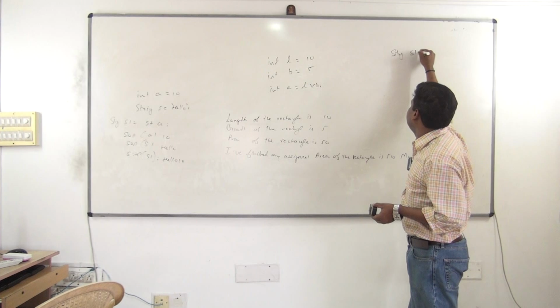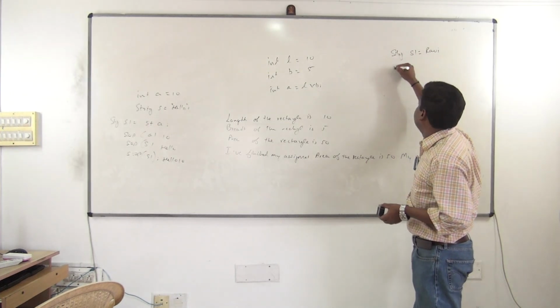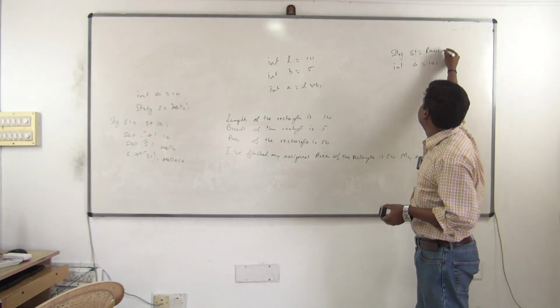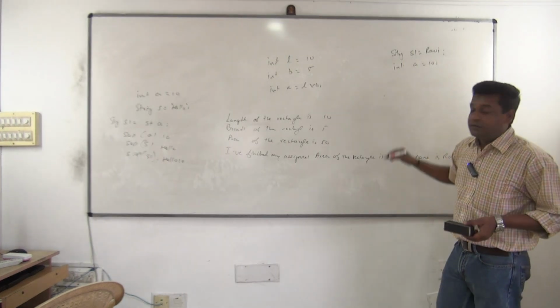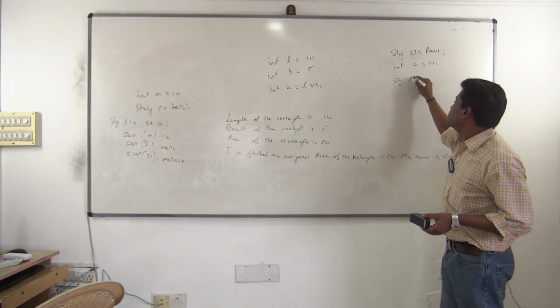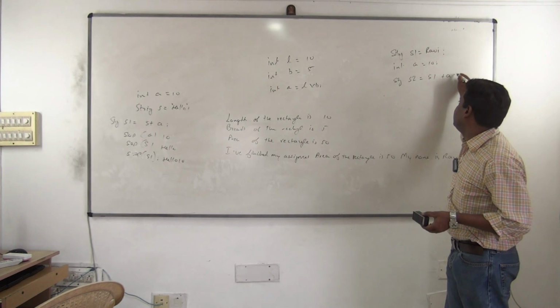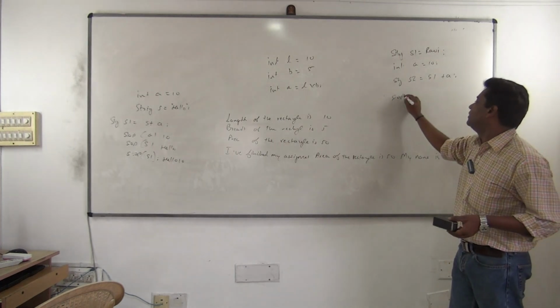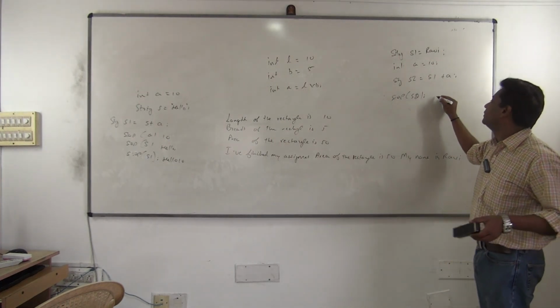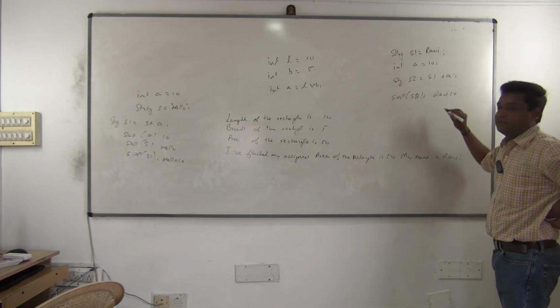His question is: string S1 is equal to Ravi, int A is equal to 10. So if I write string S2 is equal to S1 plus A, and if I print SOP S2, what output am I getting? Ravi 10. That's the output I'm getting.